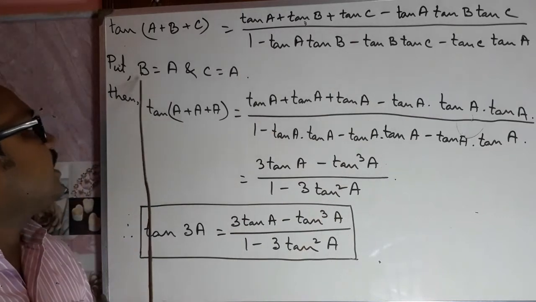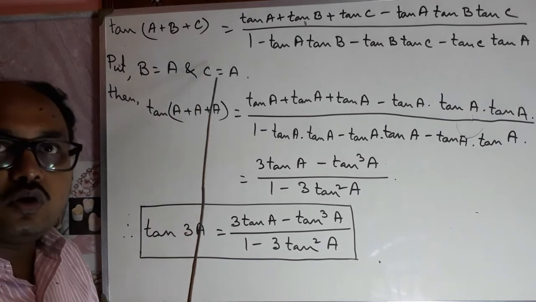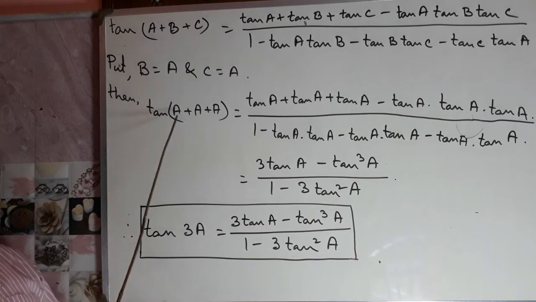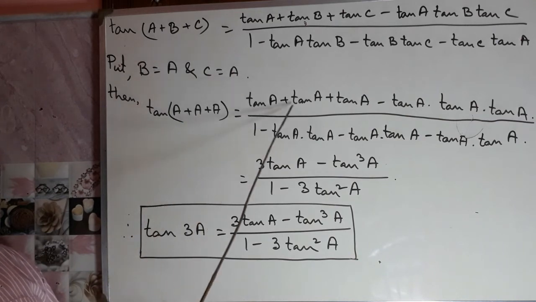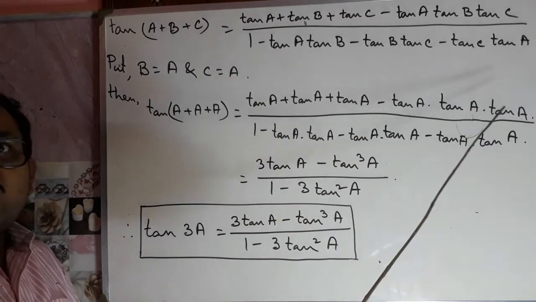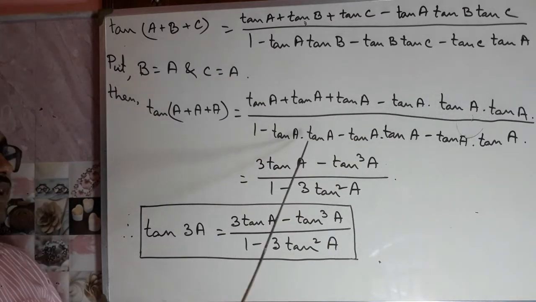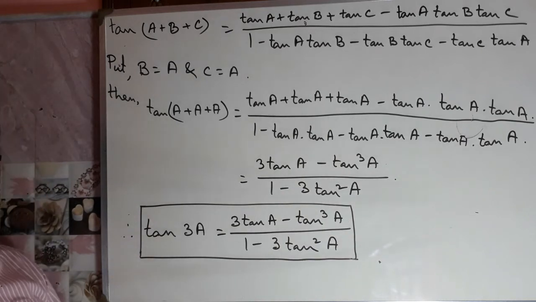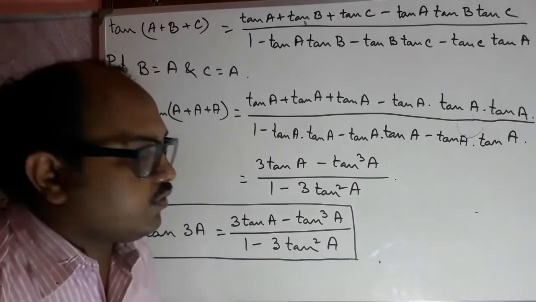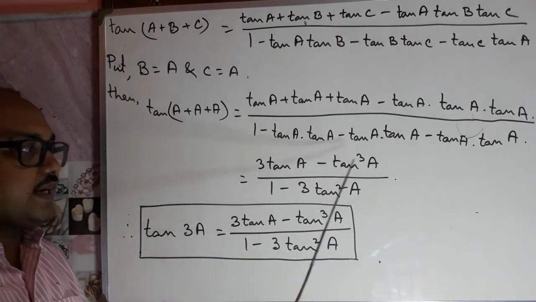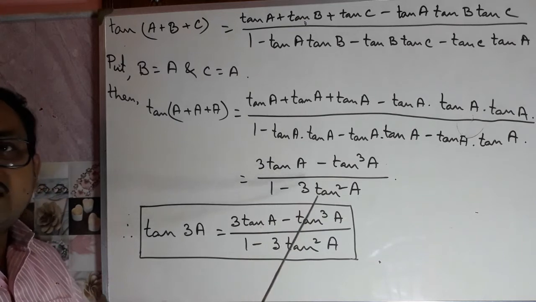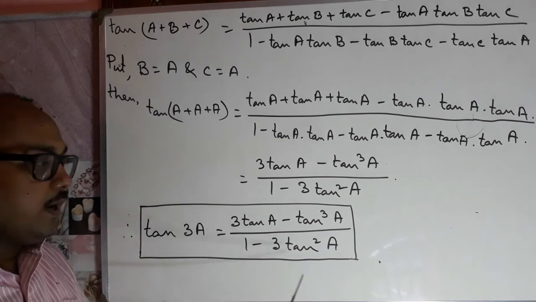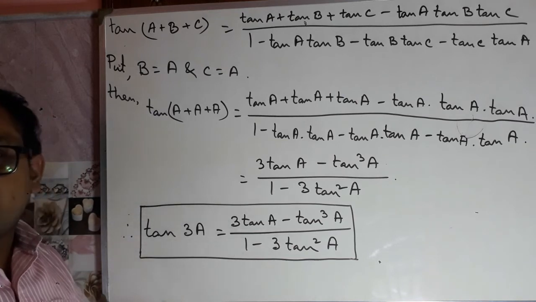Now if we replace the angle B by A and also the angle C by A, then what we will get? Tan(A + A + A) is equal to (tan A + tan A + tan A minus tan A into tan A into tan A) by (1 minus tan A into tan A minus tan A into tan A minus tan A into tan A). Replacing B and C both by A, it will be (3 tan A minus tan³ A) by (1 minus 3 tan² A). So what is the formula of tan 3A? That is (3 tan A minus tan³ A) by (1 minus 3 tan² A).